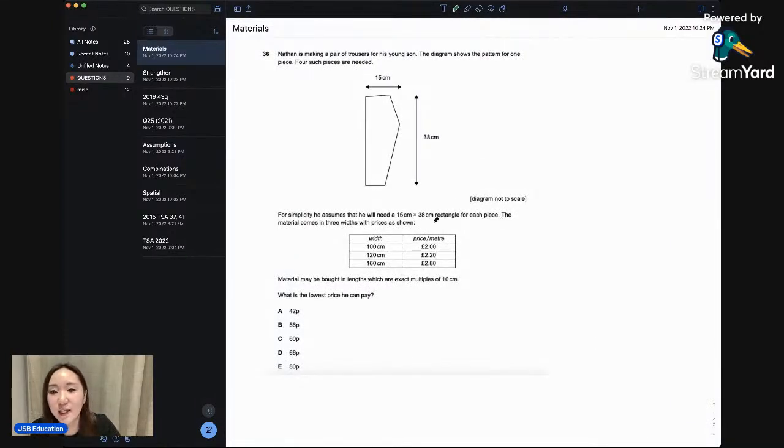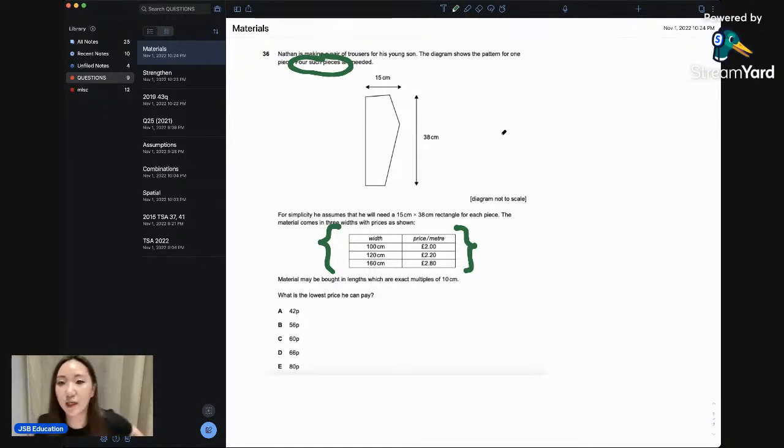Okay, so this is the materials question that I know a lot of you have been having trouble with. What you'll find with these materials questions is that, first of all, make sure you are extracting the correct piece of information. It doesn't matter that this is trousers or whatever. We know this is the basic shape that Nathan wants and that we need 4 of these pieces. They'll usually give you quite a lot of unnecessary information, because obviously you're not going to be buying all of these widths. So it's up to you to pick which one the best option would be.